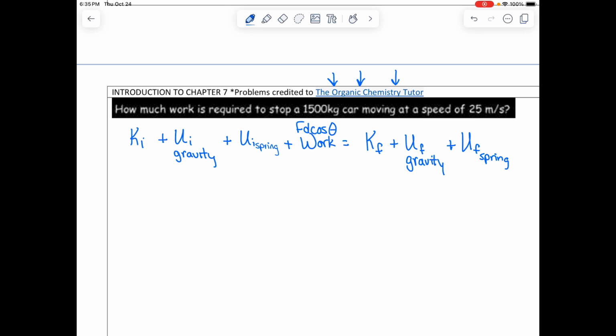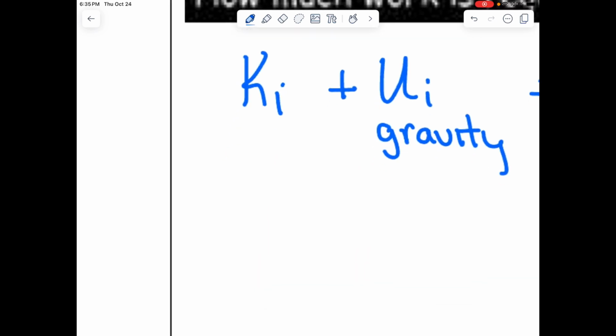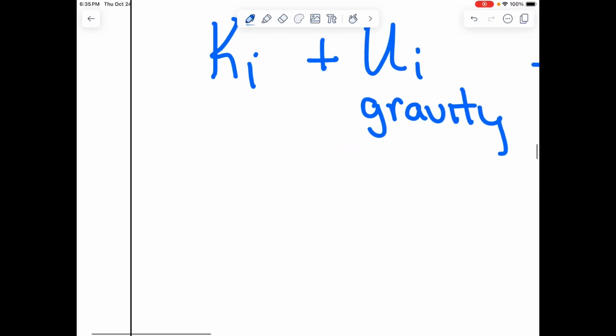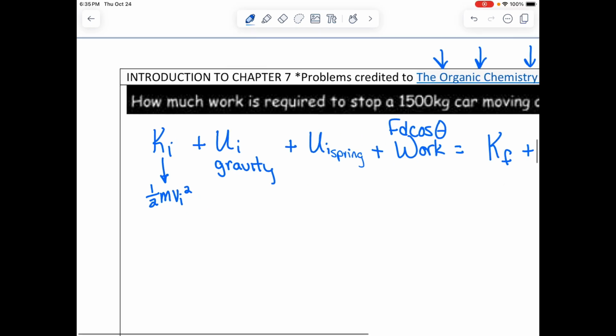Okay, so the initial kinetic energy, is it moving at the beginning? It is moving at a speed of 25. Okay, so we use 1/2 m v initial squared, they've already learned this up above. That's kinetic energy. It didn't say that it was floating or going to roll off a ramp, so we don't have any gravitational energy. There's no springs in this problem.